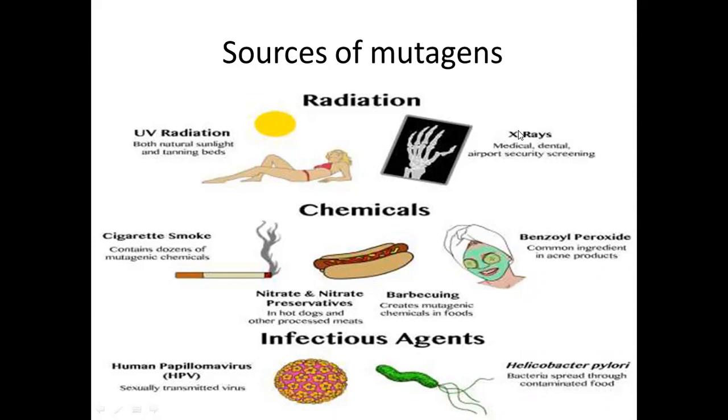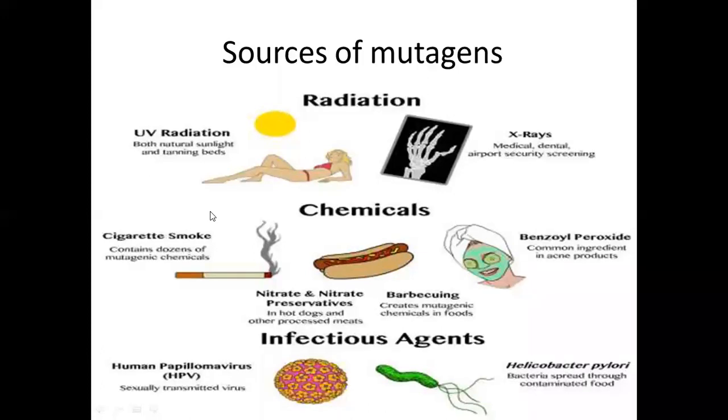Then I mentioned that other sources of mutagens could be chemicals. For example, cigarettes contain dozens of mutagenic chemicals, and hence someone can develop cancer because of cigarette smoking. We have other chemicals such as benzoyl peroxide, which is found in many acne products. We have other mutagenic substances or chemicals.